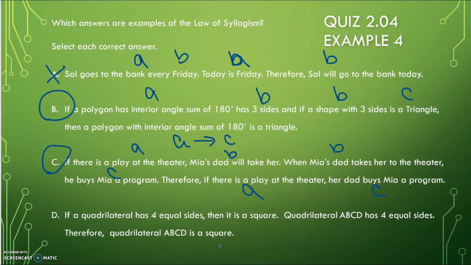If a quadrilateral has 4 equal sides, then it is a square. Quadrilateral ABCD has 4 equal sides, therefore quadrilateral ABCD is a square. That just has an A, B. So it is not.